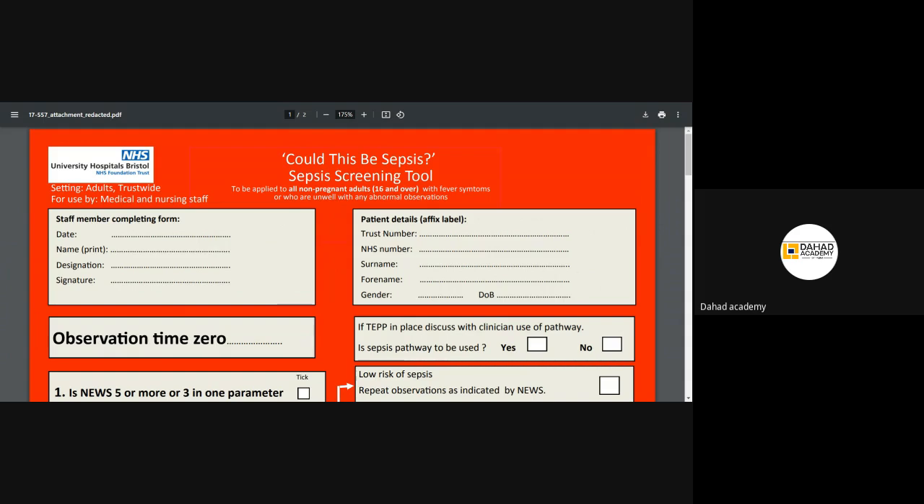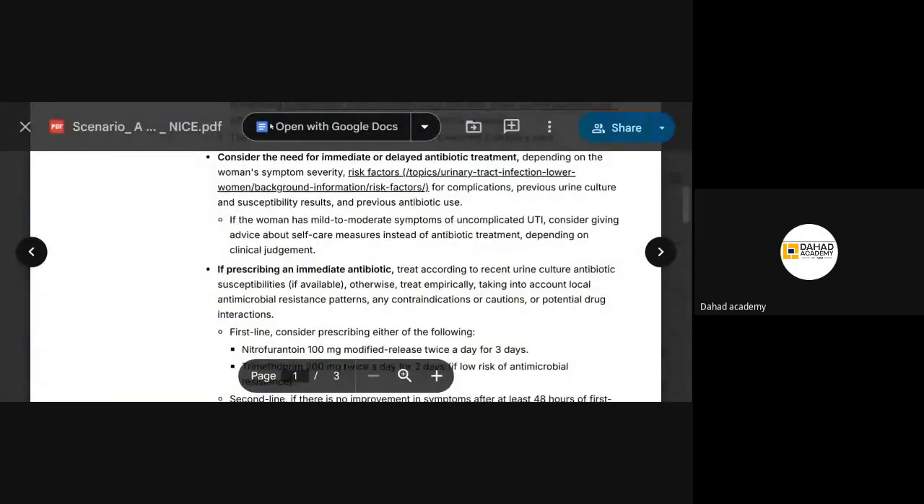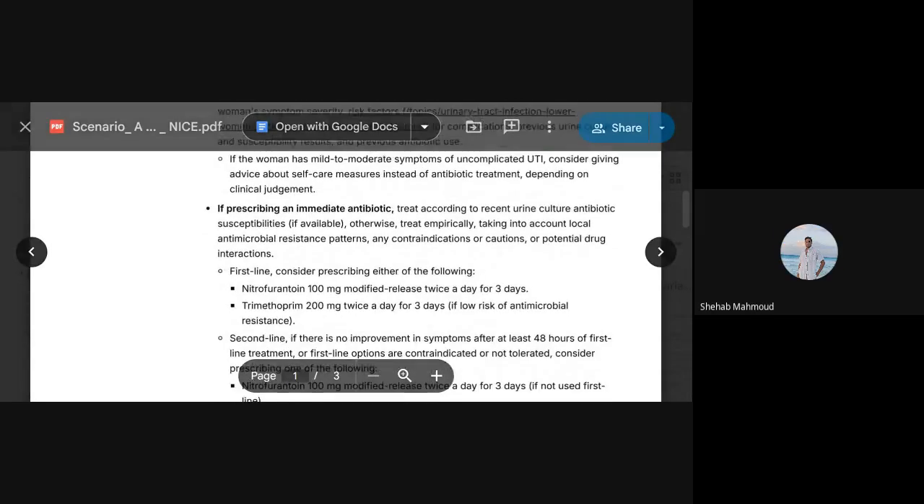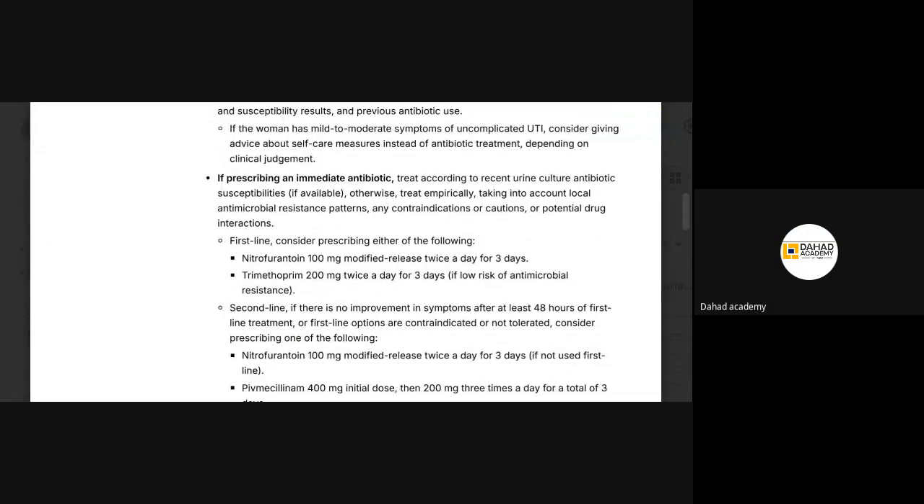If the patient came in with, let's say, an acute UTI, not pregnant and not catheterized, and there's no hematuria. Can you share screen, please? Yeah. Can you see it now? Yeah. Good.